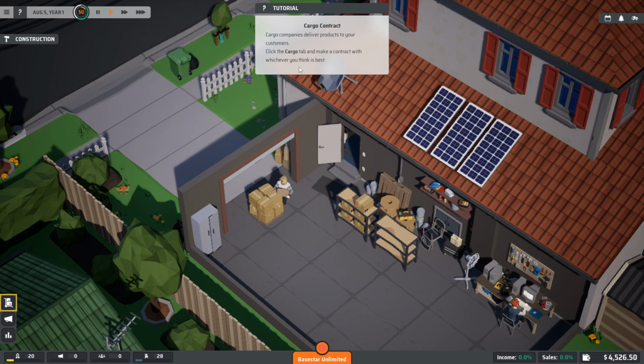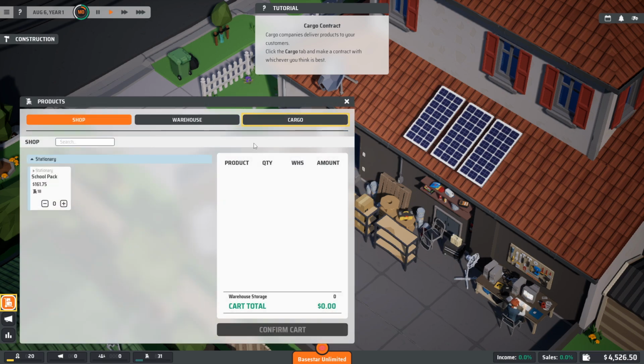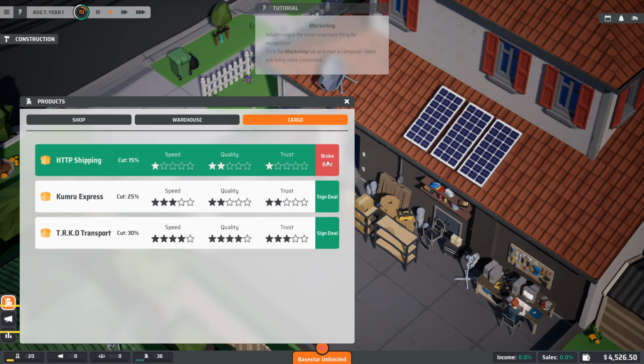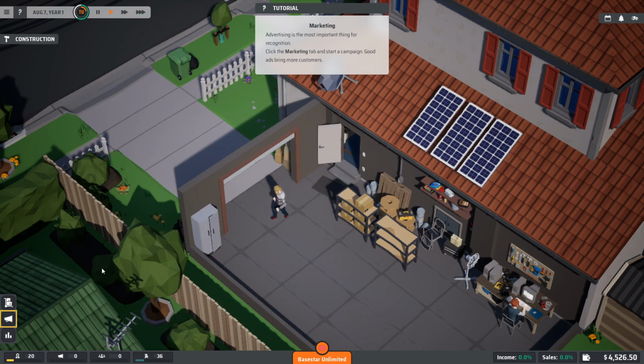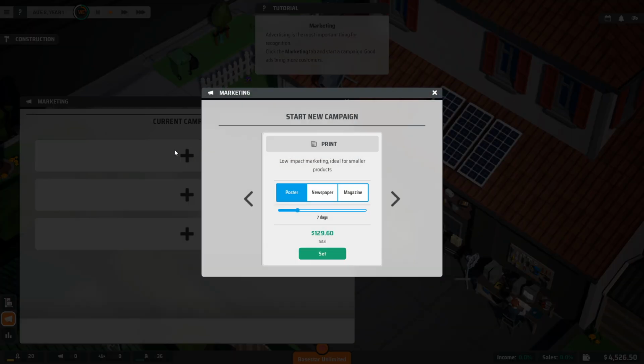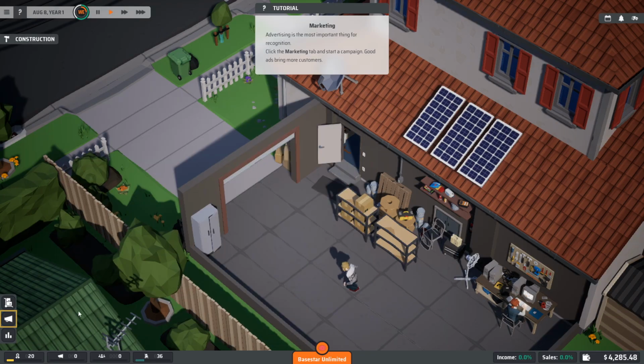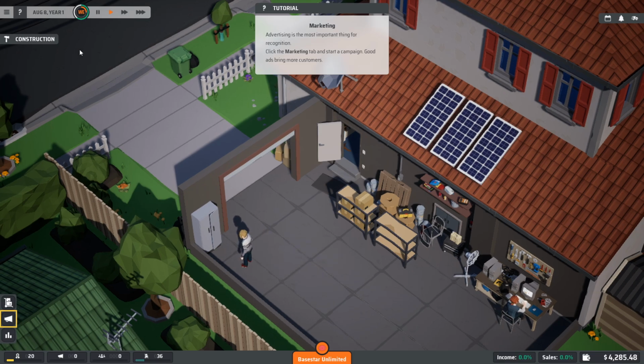All right. Cargo. Okay. You know what? Early break deal. I think that needs to be break, but whatever. It's fine. It's a typo. Marketing campaign. Okay. Let's do a 14-day poster campaign. More customers. We've got that going.